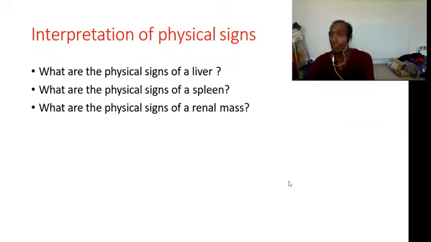You cannot get above the mass. It moves downward with breathing. Obviously, you can imagine the liver moves downward with breathing. And you can also say that the percussion note is continuous with the hepatic dullness. So: a right hypochondrial mass, you cannot feel the upper border, it moves downward with breathing, and the percussion note is continuous with the liver dullness into the chest. So these are the physical signs of a liver.